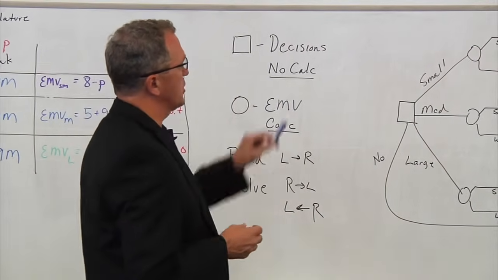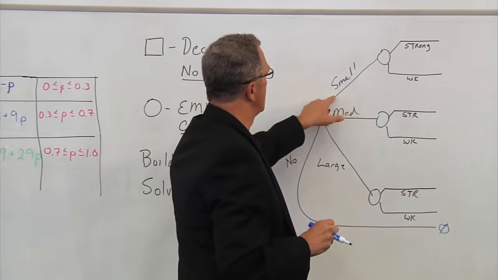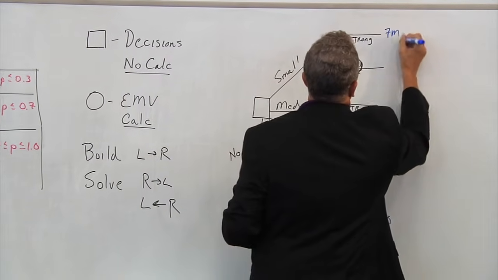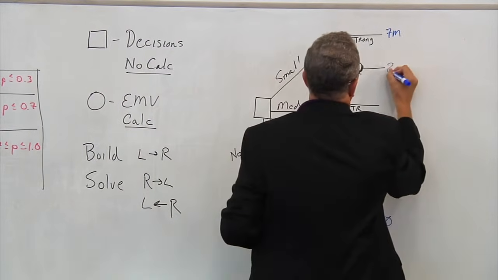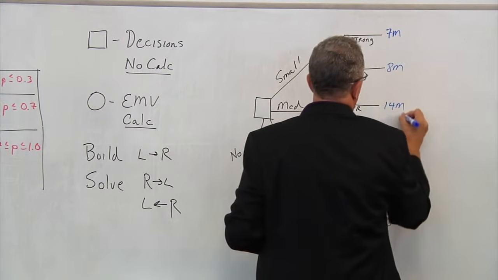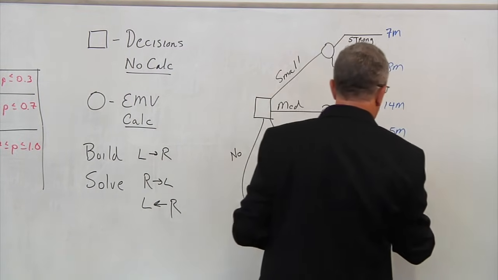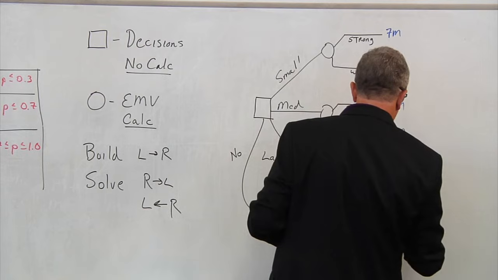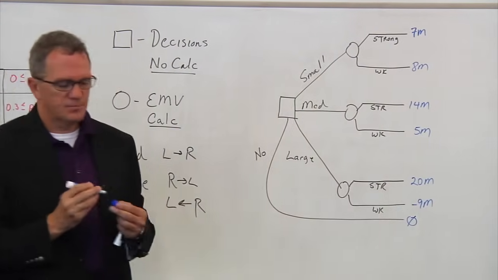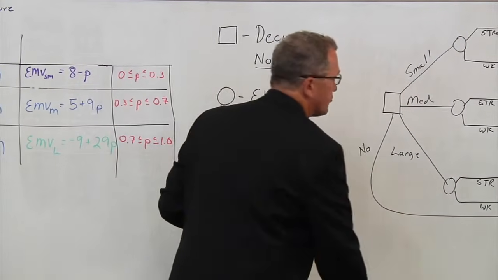Once we've gotten to this part, now we need to put the values at the end. If I invest in small condos and I have strong demand, it's going to be worth $7 million. If we have weak demand, it'll be worth $8 million. Strong demand with medium, $14 million. Weak demand, $5 million. Strong demand, $20 million. Weak demand, I lose $9 million. We have now built the entire tree.